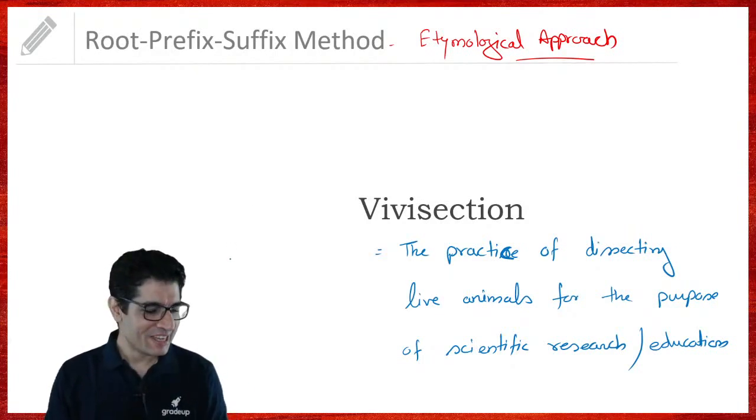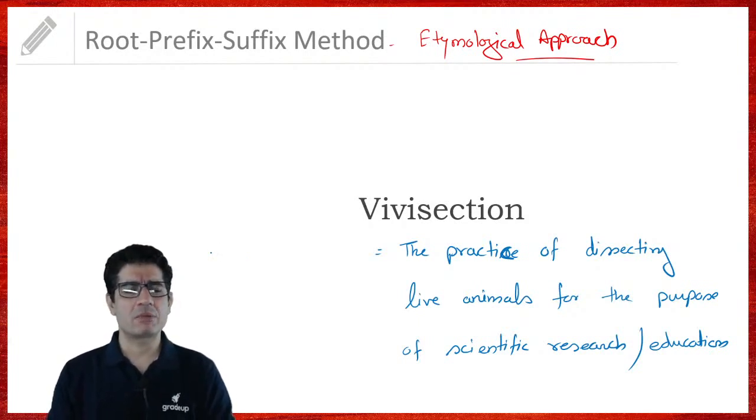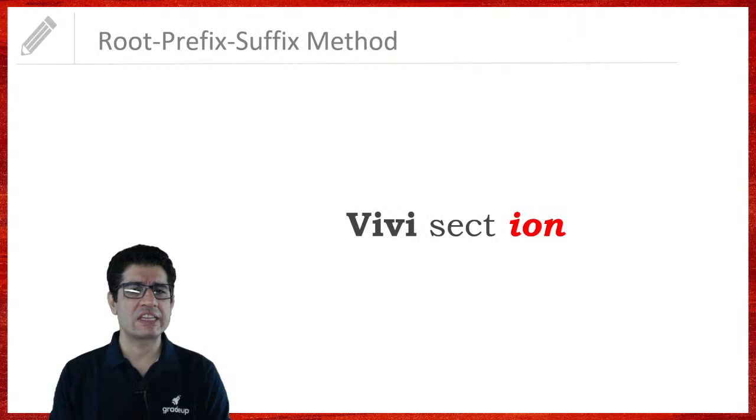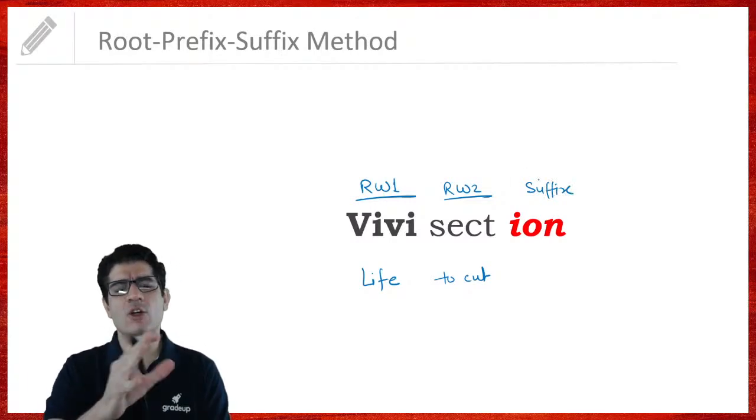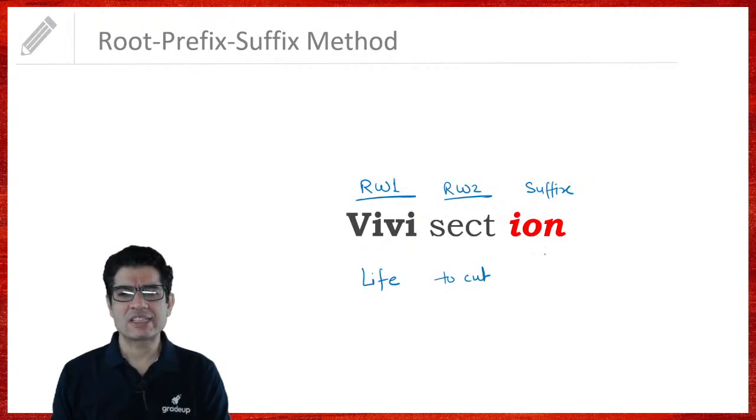थोड़ा क्रुएल्टी है ना। Now, if you look at it from the perspective of the etymological approach, you'd say that it is made up of three things. The three things are root word 1, vivi, which means life. Root word 2, which is sect, that means to cut. And a suffix. Suffix is something that is added to the end of a word. So in this case, this ION basically tells you that this word is a noun. It is talking about a practice.